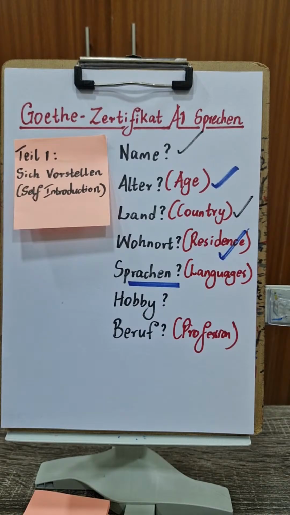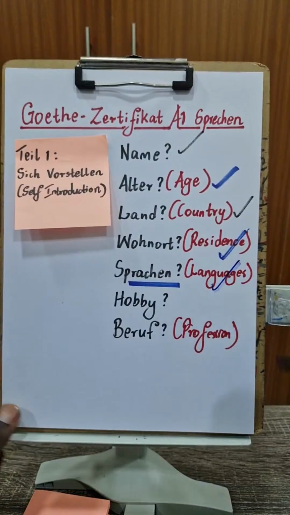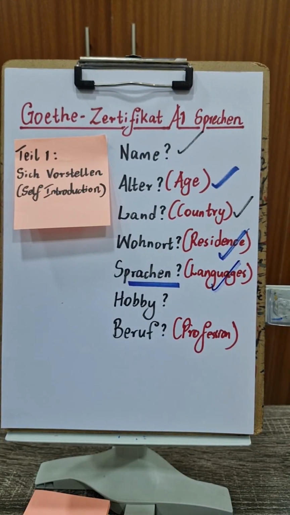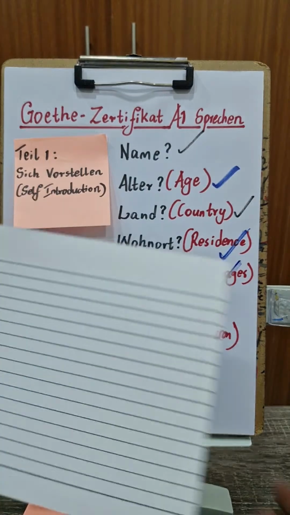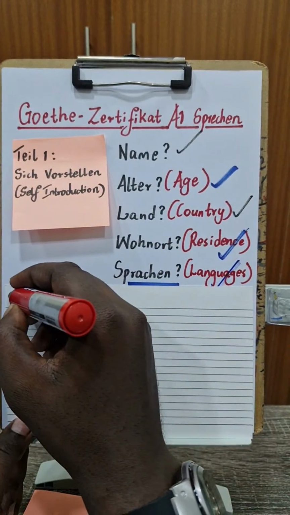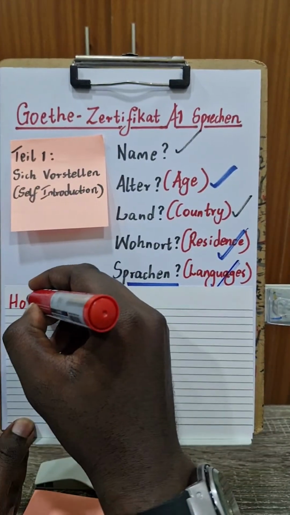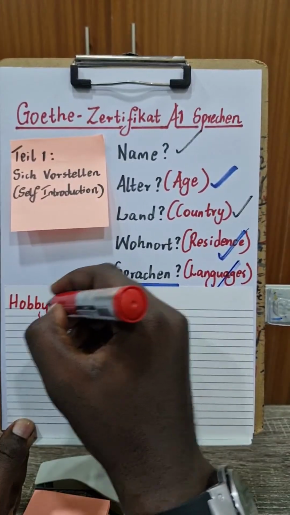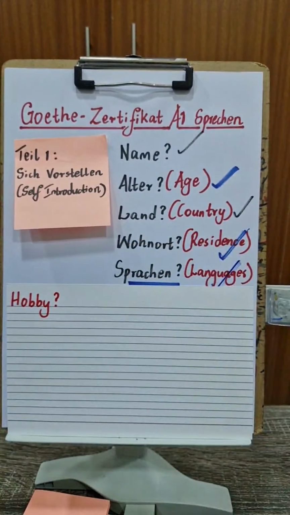So, that is on Sprachen, languages. Let's go ahead and see the two remaining. Now I have hobby. When talking about hobbies, it will depend on whether you're talking about one hobby or more than one hobby.